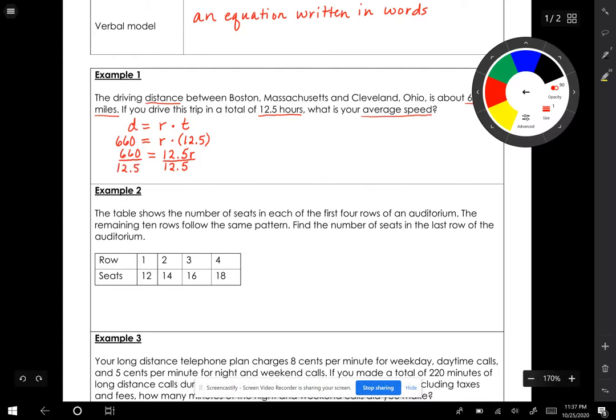I used a calculator and I got 660 divided by 12.5 was 52.8. And so our answer in correct units is 52.8 miles per hour.